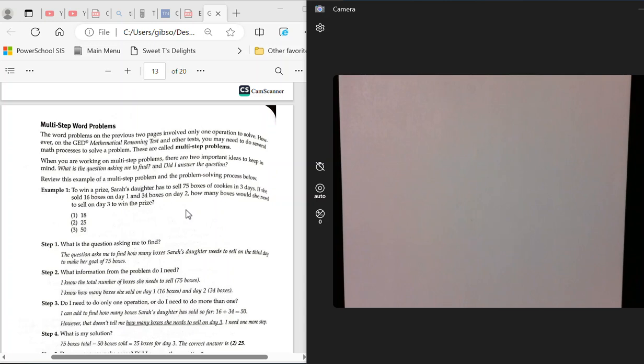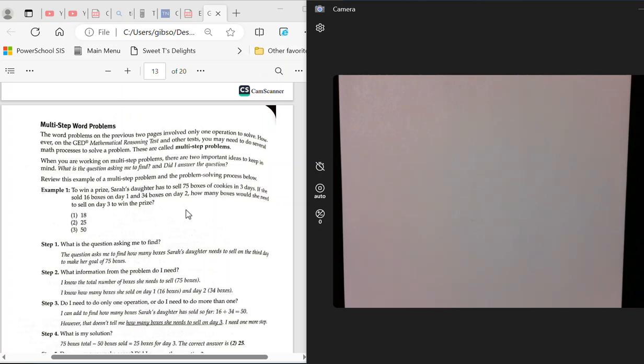When you are working on multi-step problems, there are 2 important ideas to keep in mind. What is the question asking me to find? And did I answer the question? Review the example of a multi-step problem in the problem-solving process below. Example 1. To win a prize, Sarah's daughter has to sell 75 boxes of cookies in 3 days. If she sold 16 boxes on day 1 and 34 boxes on day 2, how many boxes would she need to sell on day 3 to win the prize? Okay, so now remember we're trying to get up to the 75 boxes.